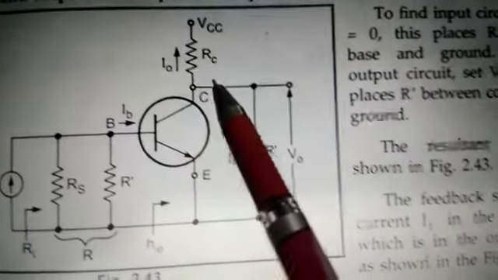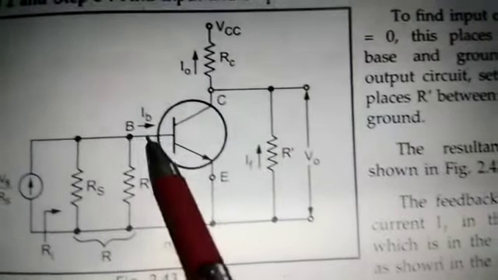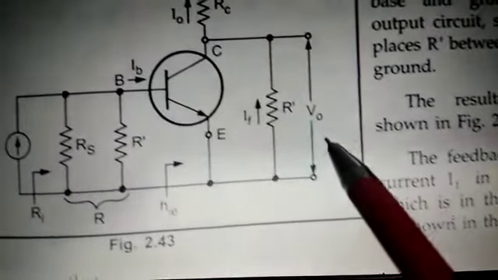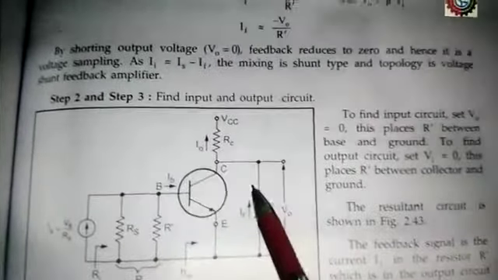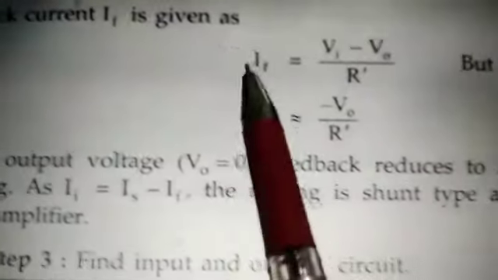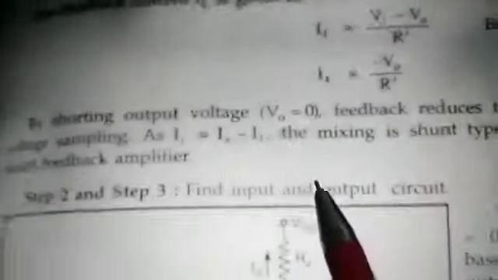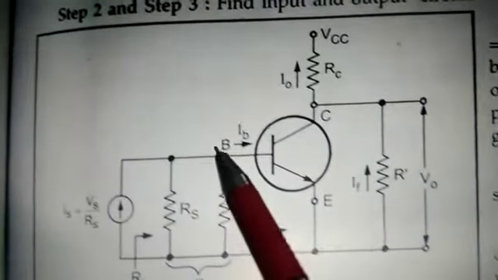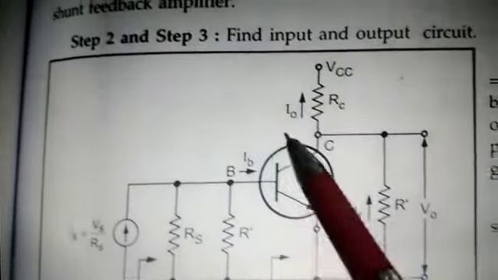This I0 is particularly equal to IC. This is IB, and this is IF, and this is the output voltage shown here. So this circuit is the equivalent circuit. Now here this IF is equal to Vi minus V0 divided by R dash. In the previous circuit, R dash was connected between this and this. So IF is flowing through this R dash. Therefore it is Vi minus V0 upon R dash that is IF.